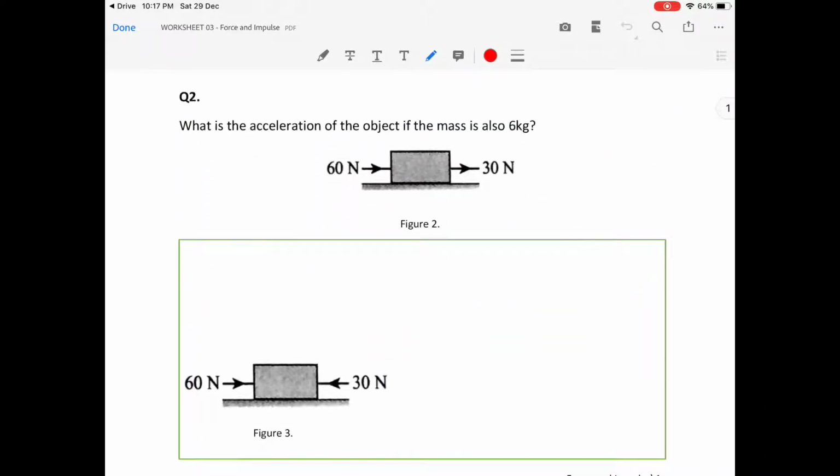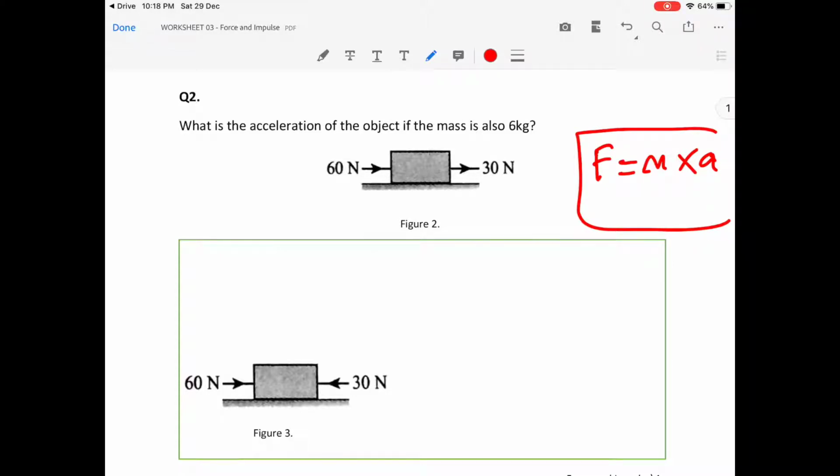Before we can do this worksheet, you need to be familiar with this equation: F equals mass times acceleration. If you're not sure about this equation or where it comes from, I strongly advise you to read the textbook or your revision notes. Go through that before attempting the worksheet. This worksheet will not benefit you if you do not understand the theory. Let's take a look at this question.